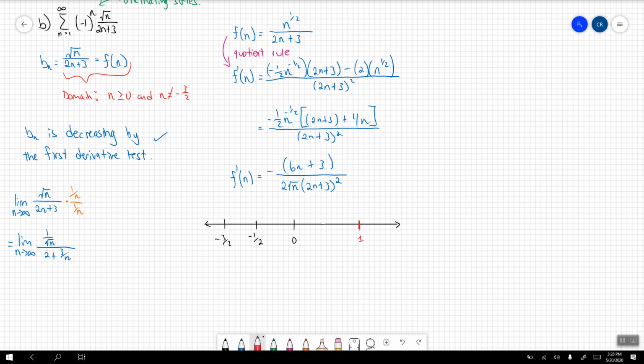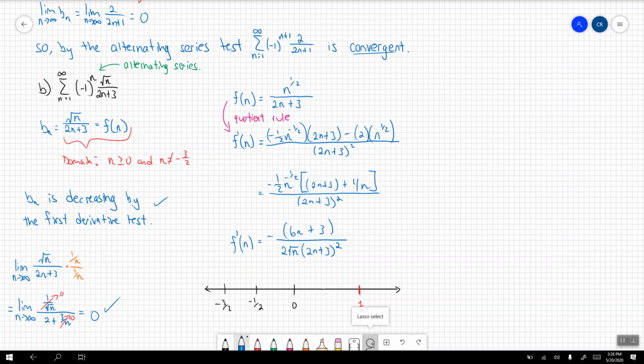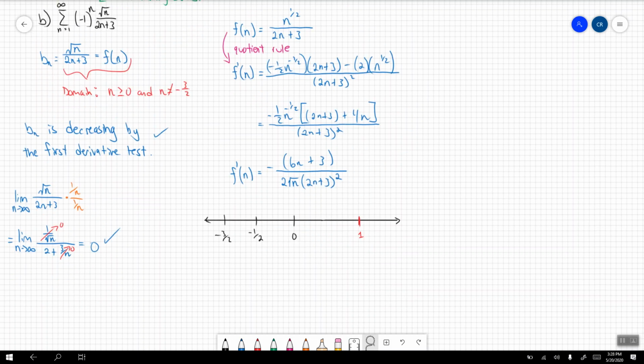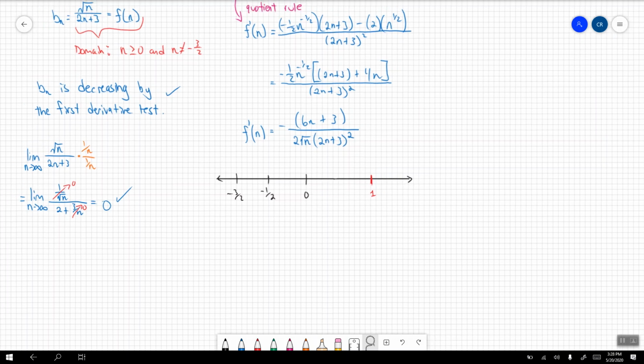And as we send n off to infinity, the numerator goes to 0, this piece goes to 0, so that's going to leave us 0 divided by 2, and 0 divided by 2 is, lo and behold, 0. So, what do we now know about this series? Well, what we know now about that series is that it's going to converge.